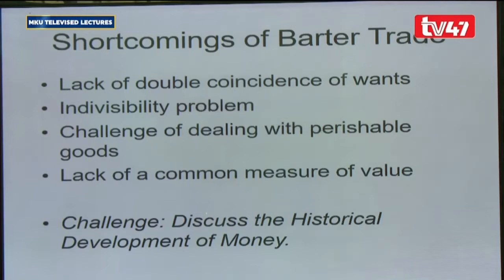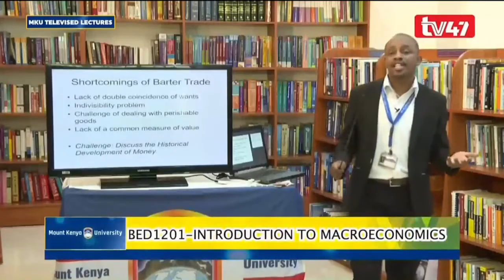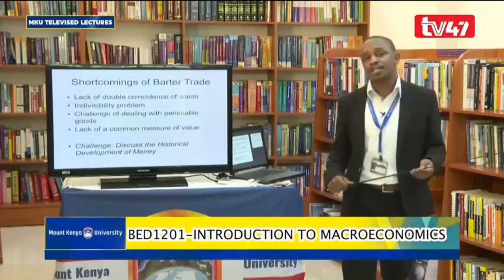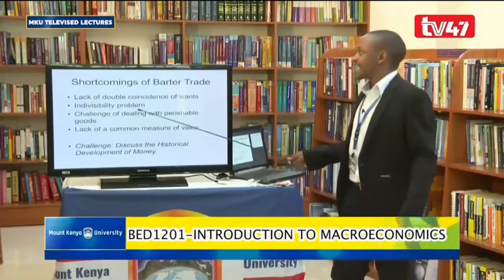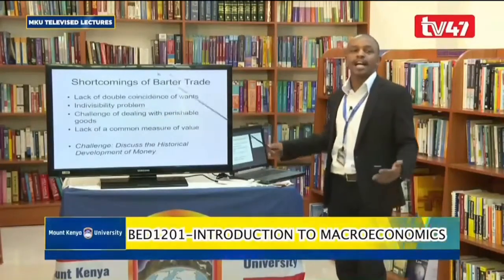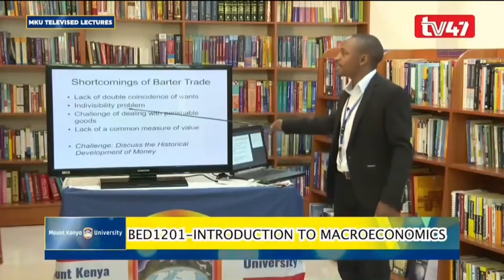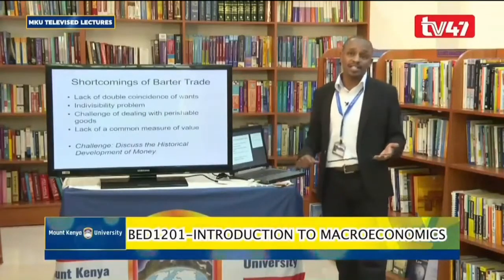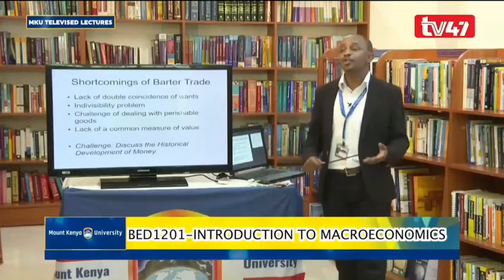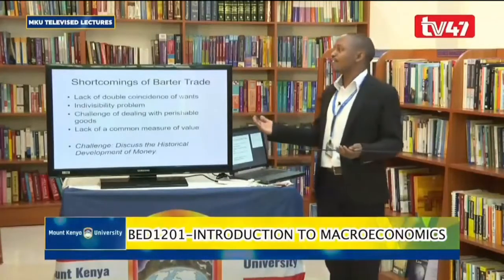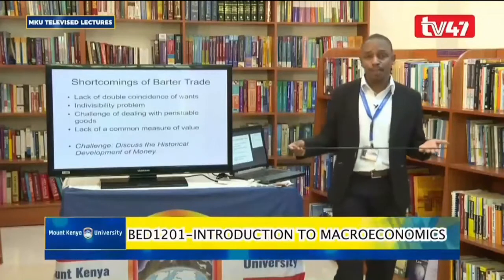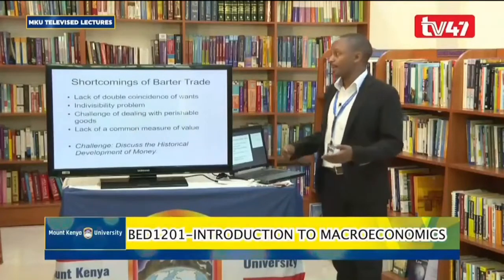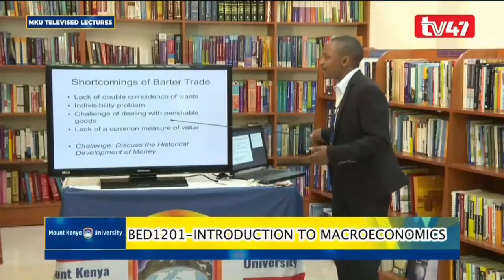Indivisibility problem. Maybe you are going to the market and you want to exchange the cow that you have for some beans or something of that sort. Is it possible to get half a cow, a quarter of a cow, or something of that sort? That is the indivisibility problem that we are talking about. Then the challenge of dealing with perishable goods, some commodities like vegetables and fruits, they cannot be stored for a very long time. And you're talking about archaic regimes whereby even having different storage perspectives was a major problem. Was it possible to have a way of dealing with perishable goods?